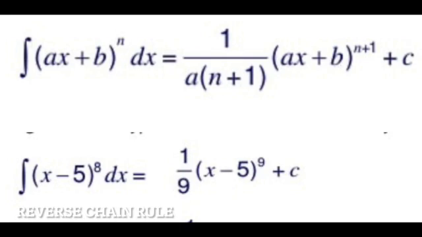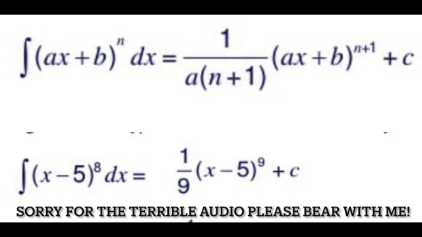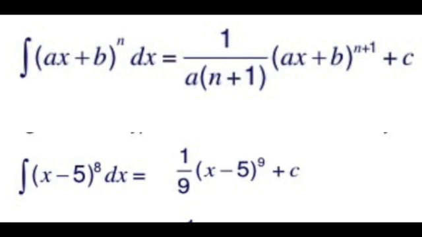So another rule I want to talk about is the reverse chain rule. And this is basically used when you have a function in a function. So if one function, in this case, is ax plus b, and the other function is y to the power of n, so the y being ax plus b. Now the way you want to solve this is first just do normal integration of the y to the power of n function. So we just make n plus 1 and we divide by n plus 1.